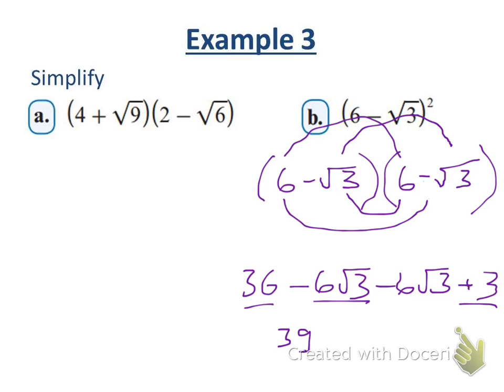Add these two numbers together because they are like radicals. Same signs, add and keep. Negative 12 times the square root of 3.